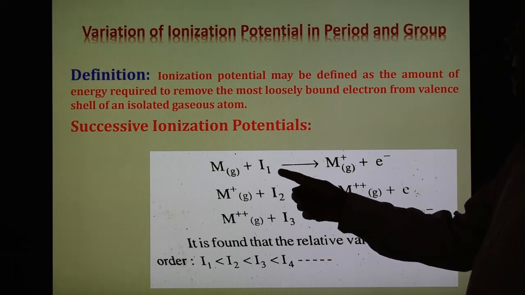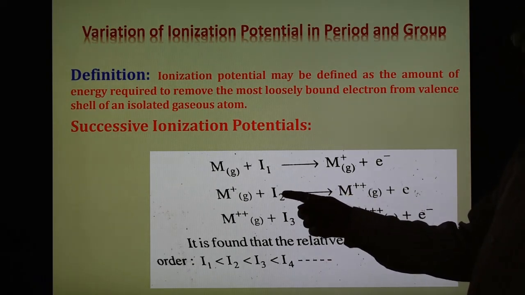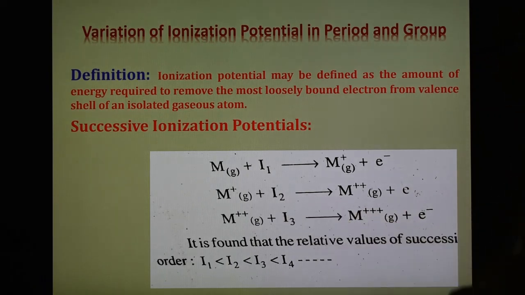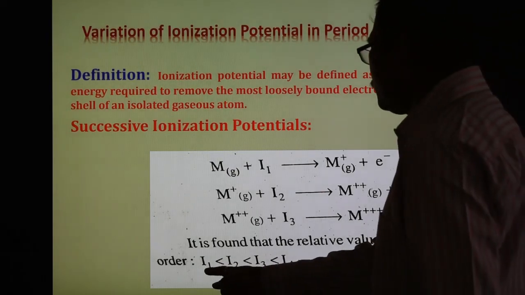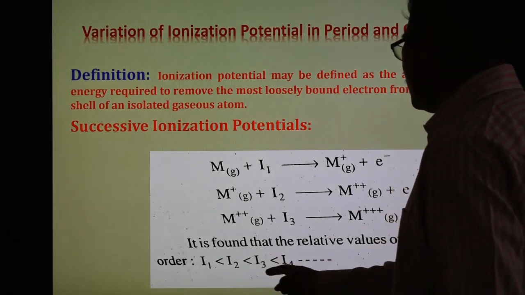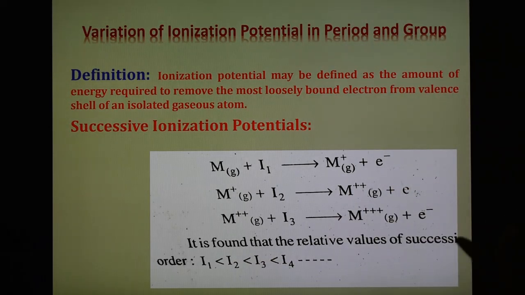The energy required to remove the first electron is called the first ionization potential. The energy required to remove the second electron from the outermost shell is called the second ionization potential, and likewise the energy required to remove the third electron is known as the third ionization potential. Therefore we can write the order of successive ionization potential: I1 is less than I2, I2 is less than I3, I3 is less than I4. So we can remove electrons one by one from the metal and metal ions, and this is known as successive ionization potential.